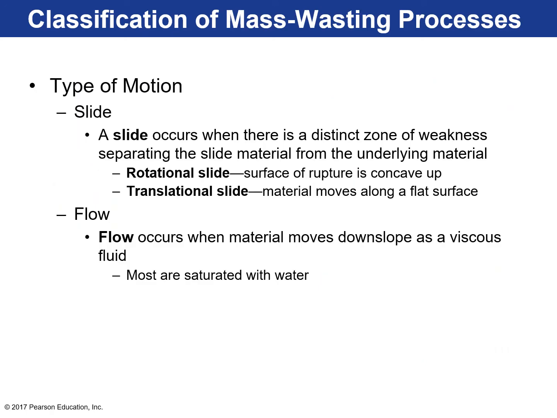Okay, so the type of motion for mass wasting events, you can have a slide, which is where you have zones of weakness within the crust, very shallow within the crust, and material slides along those zones of weakness. And there's a couple different types of slide. There's a rotational slide, and then there's a transitional slide. I'll show you pictures of both, okay? Then there's a flow, and a flow occurs when the material's saturated with water, okay? A viscous fluid just flowing downhill.